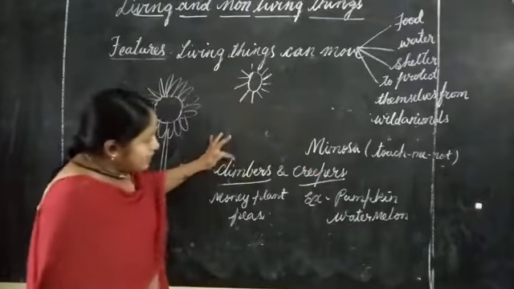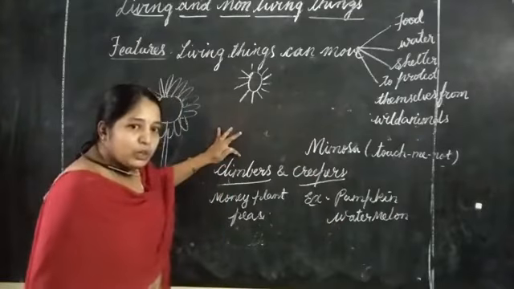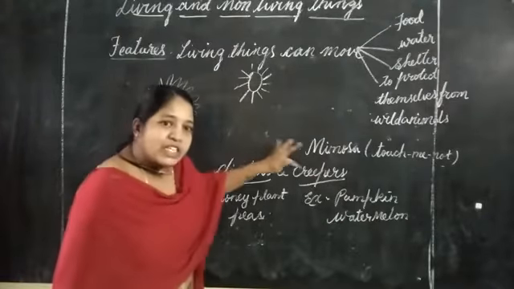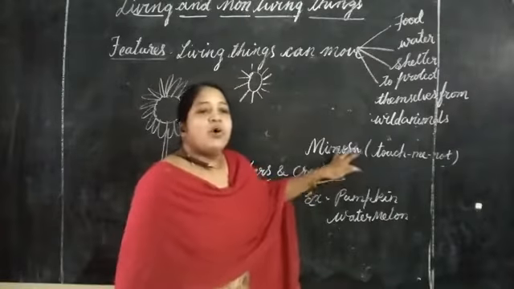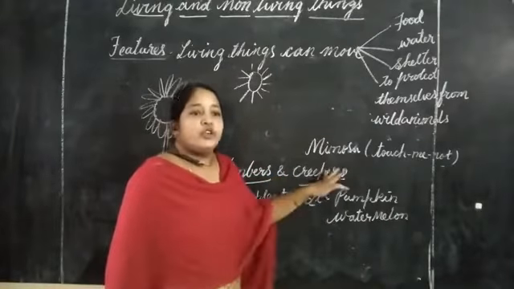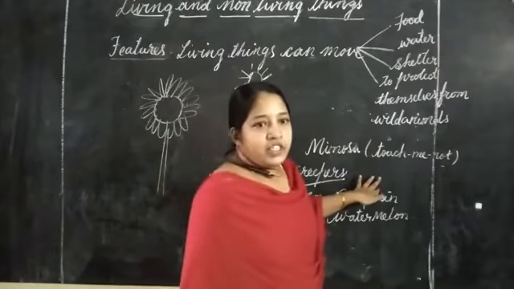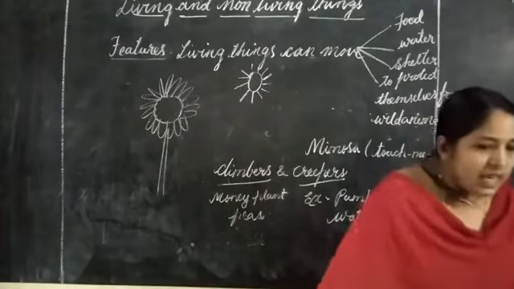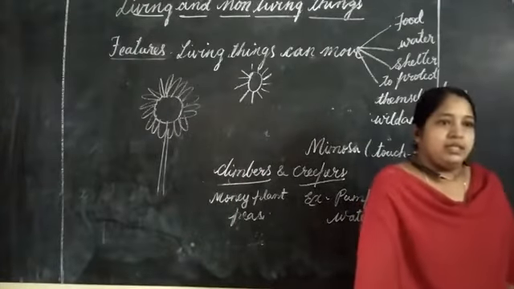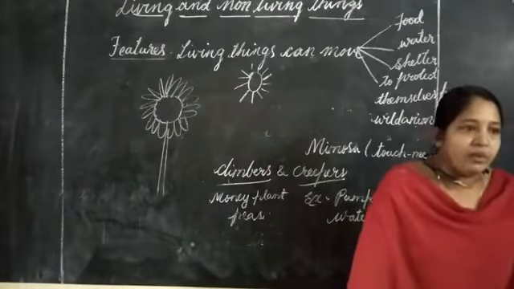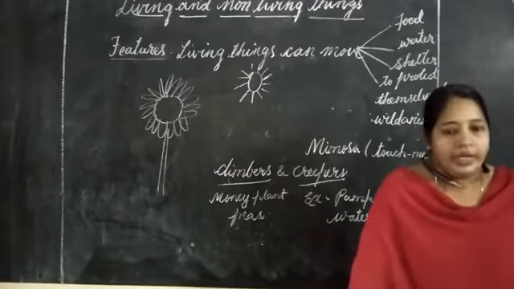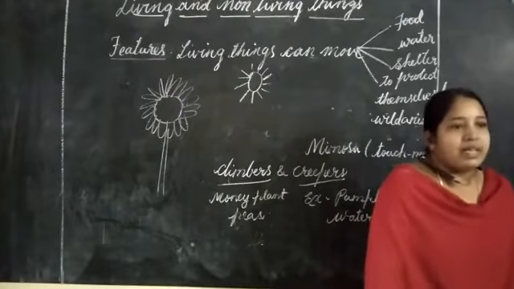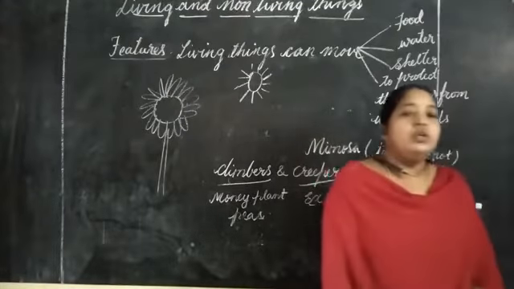So these climbers and creepers, climbers, what will they do? They will climb with the support of other plants. This climbing and spreading along the ground are also a type of movement shown by the plants. Clear, children? Then what about non-living things? Can this table move from one place to another place? No, it cannot move from one place to another place. That means non-living things cannot move from one place to another place.